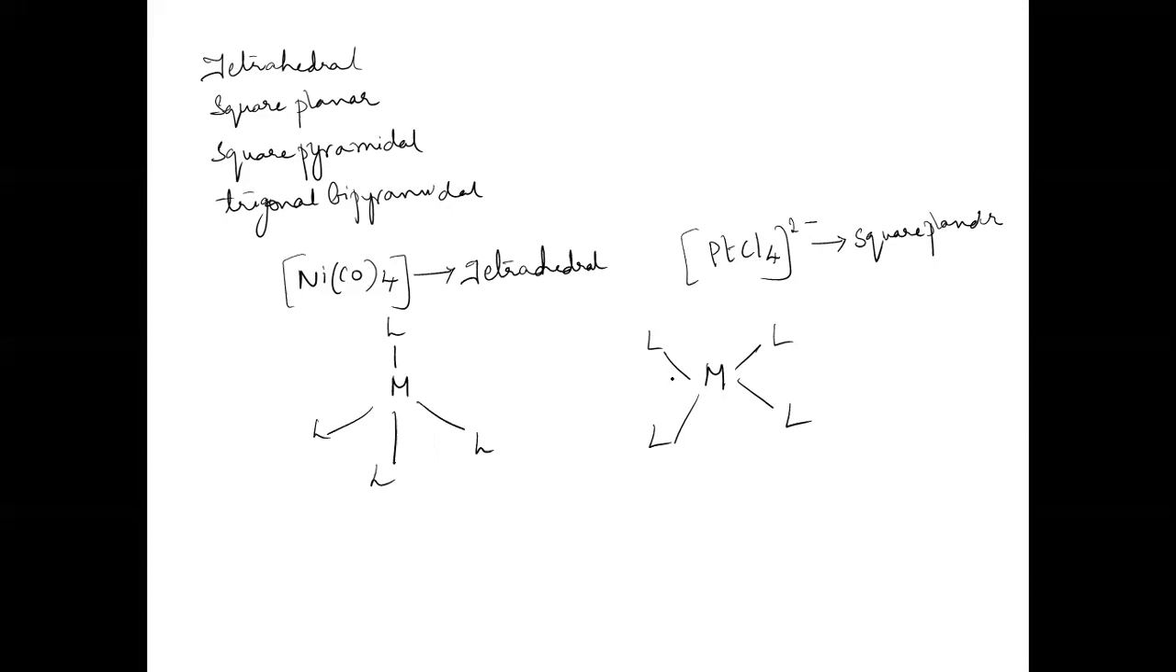So this is the coordination polyhedron. That means the spatial arrangement of the ligands bonded to the central metal atom is nothing but the coordination polyhedron. And this is trigonal bipyramidal. Three of them in one plane and one above and one below the plane is nothing but trigonal bipyramidal geometry.